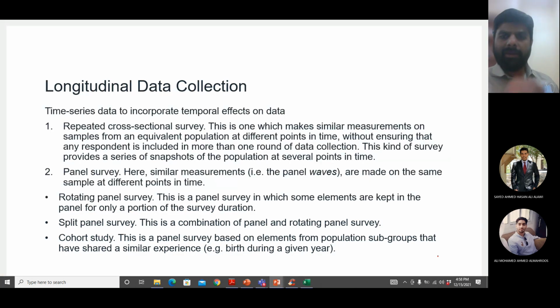Somebody gave you a task, collect data today or this year, and you collected the data for the entire population. This is cross-sectional data. Now, if I tell you to repeat the same data collection after every few days or after every month, this is longitudinal data collection. In longitudinal data collection, you will see the effect of time on the behavior of the people.